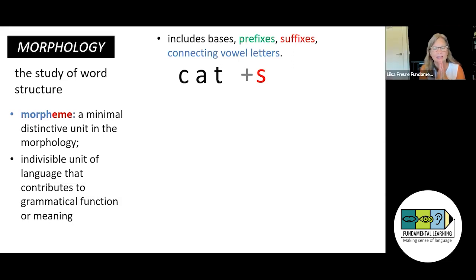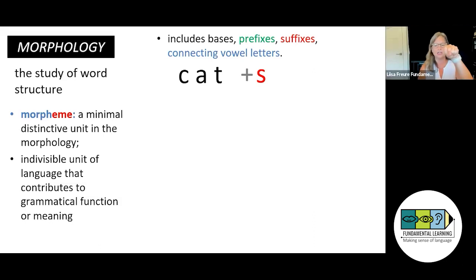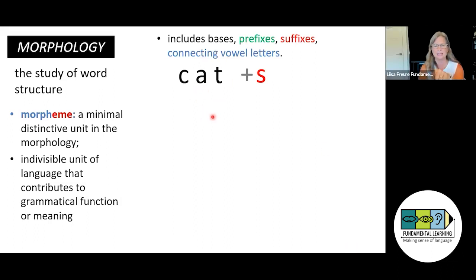Okay, so if I said that it is placed at the end of a word, what would happen if I had more than one suffix? Yeah, you'd need to know the order. So what is always going to be before a suffix? What am I always going to find before I can find a suffix? A base. A base, right? So if my base is CAT, my S can be placed after a base.